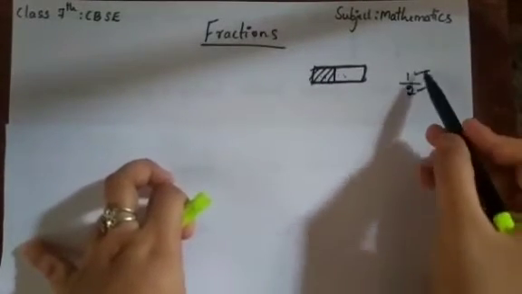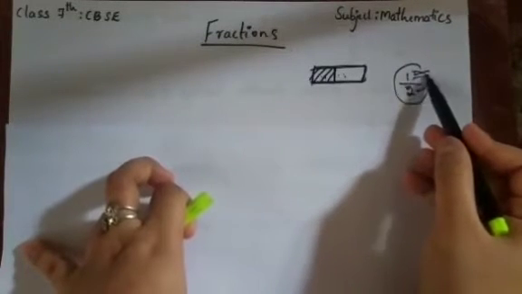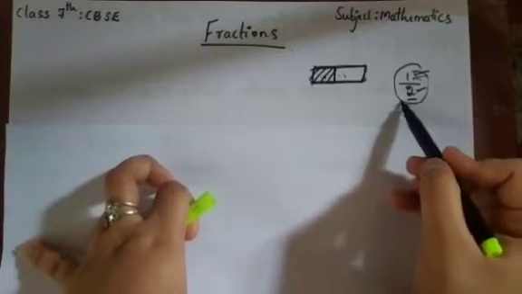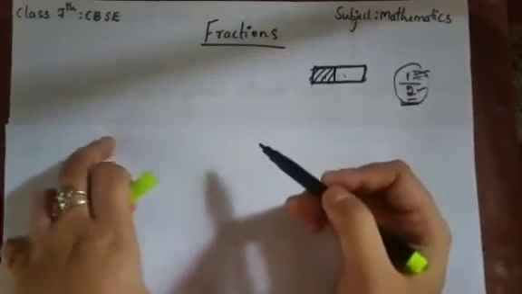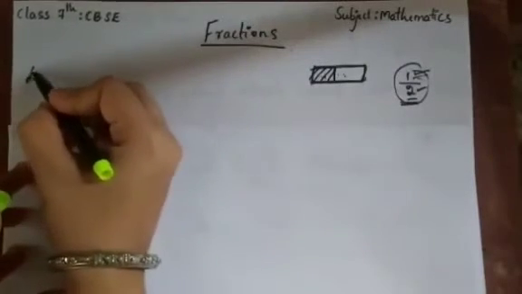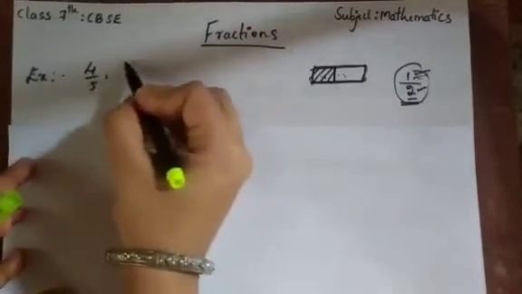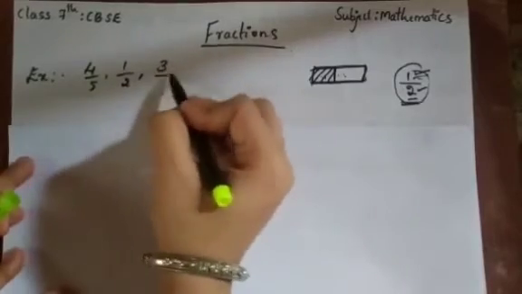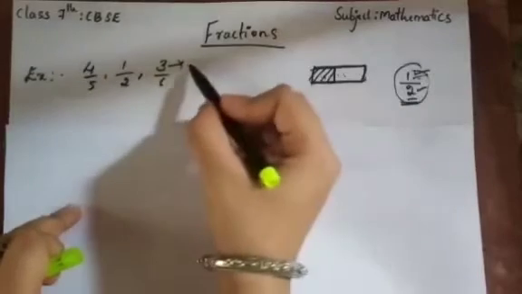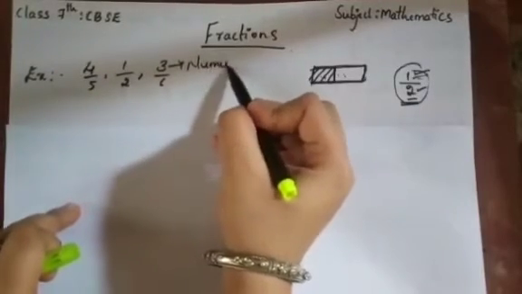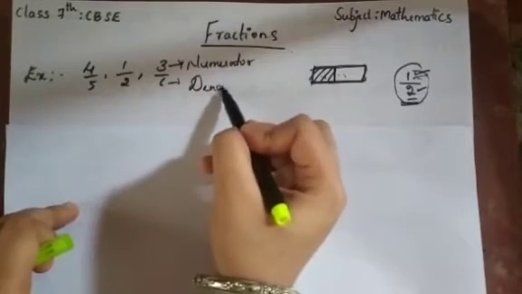That we are representing in terms of a fraction, that is, in terms of numerator and denominator. The denominator represents the whole, and one represents the part. So examples of fractions you can give are 4 by 5, 1 by 2, 3 by 6, anything you can take. This is called the numerator and this will be the denominator.